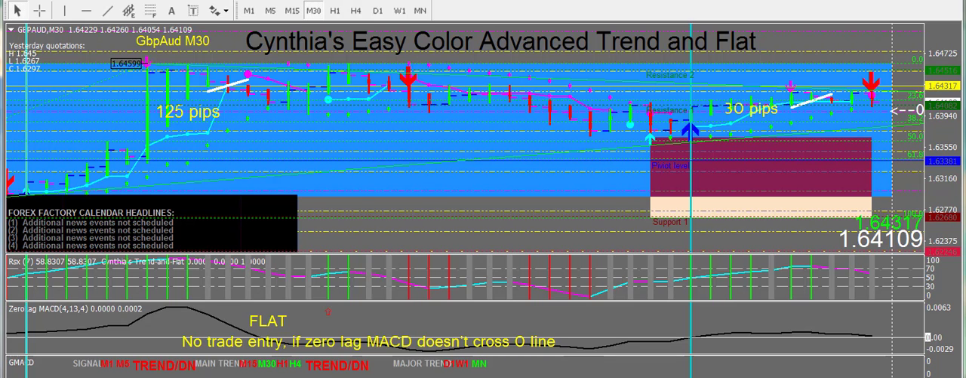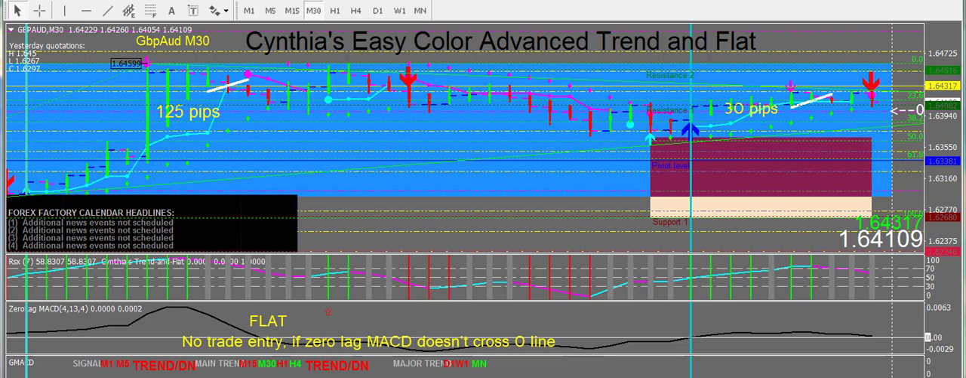My new Easy Color Advanced Trend and Flat system includes all of the indicators and features of the basic system, but there are some extra features and indicators that I think are really wonderful for the more advanced trader. So I wouldn't recommend this for a beginning trader, but for an intermediate or advanced trader, you're probably going to just love the features.